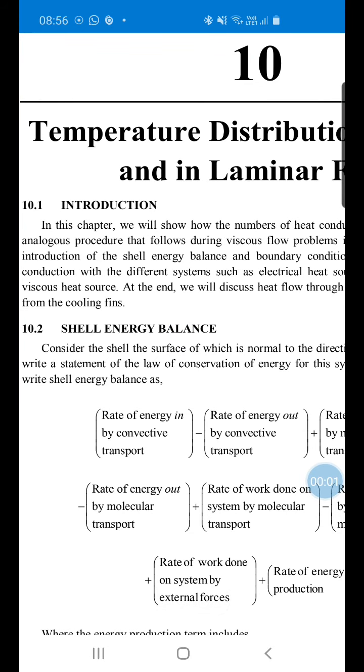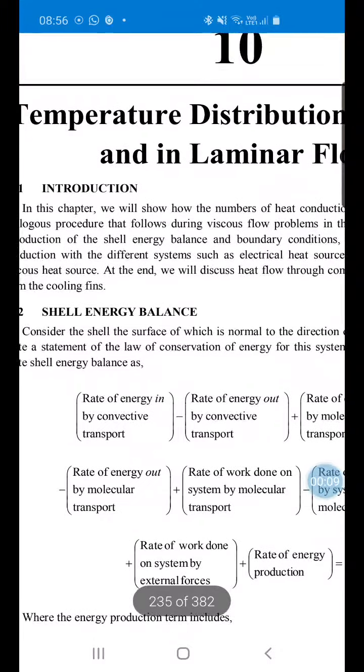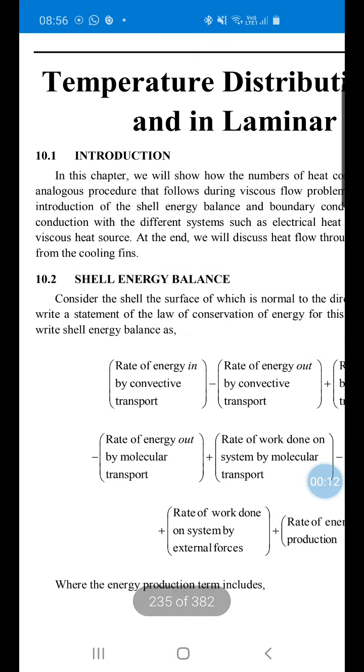Very good morning, students. Today we'll discuss chapter 10, temperature distribution in solids and in laminar flow. In this chapter we will discuss some heat conduction problems which are similar to the viscous flow problems that we discussed in chapter 3. We are going to discuss the shell energy balance, boundary conditions, and heat conduction in different systems like an electrical heat source or a viscous heat source, and then finally we'll discuss the heat loss through the cooling film.